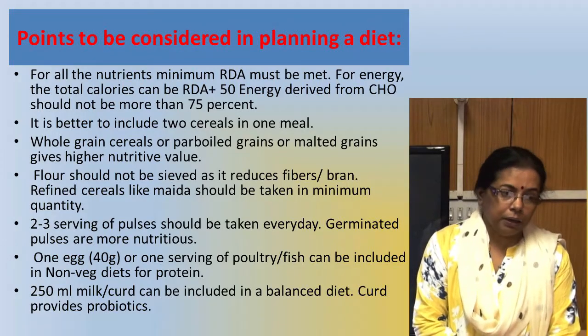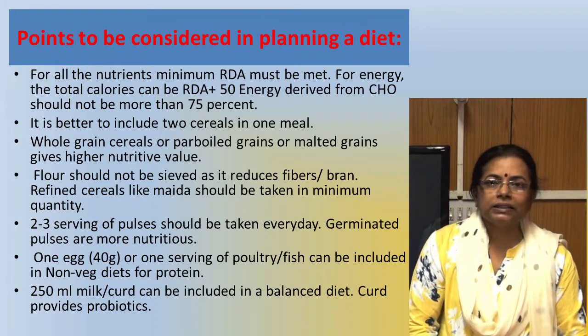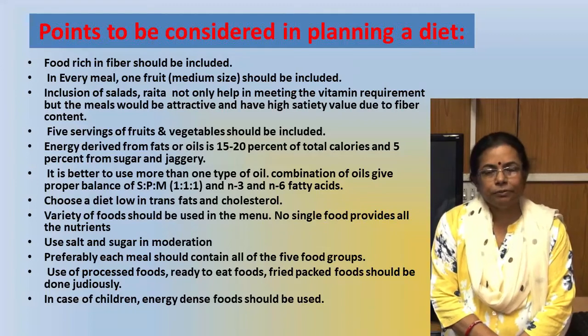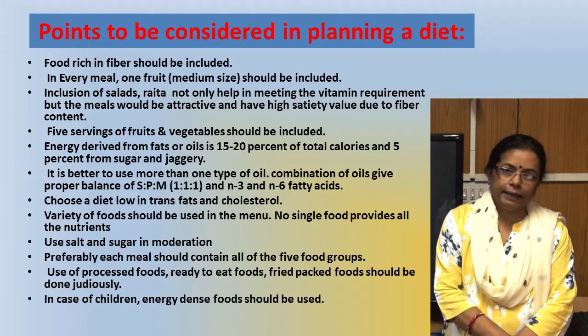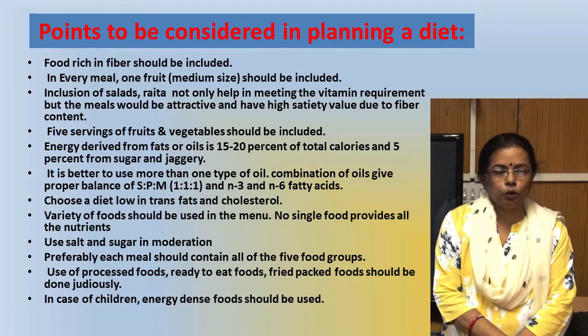250 ml of milk or curd can be included in a balanced diet. Curds are better because they provide probiotics. Foods rich in fiber should be included. In every meal, one fruit of medium size should be included.